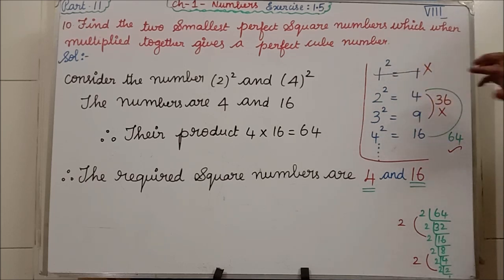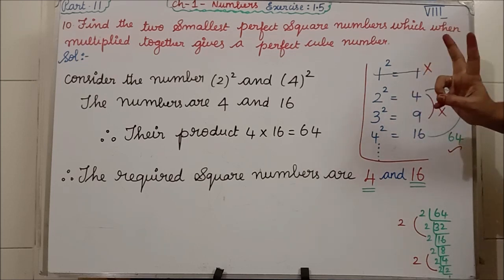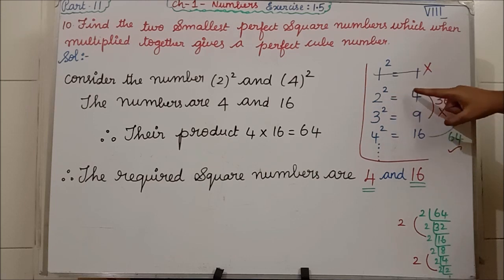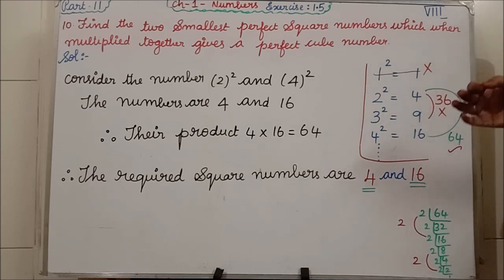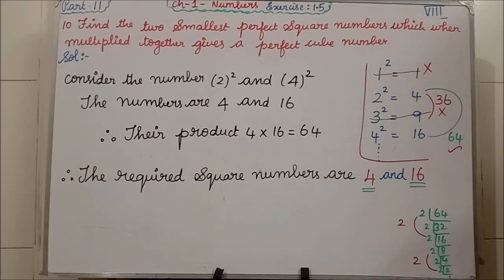Then we consider 2 square and 3 square. Only 2 numbers we are going to multiply. 2 square answer is 4, 3 square answer is 9. So 4 nines are 36. Can you tell me, is 36 a perfect cube number? No, it is not a perfect cube number. Clear? So we will omit this.